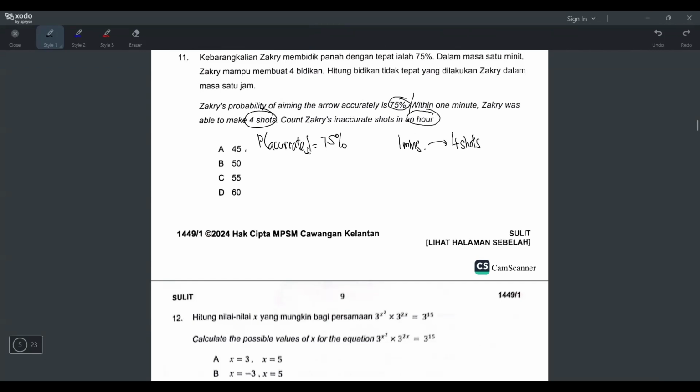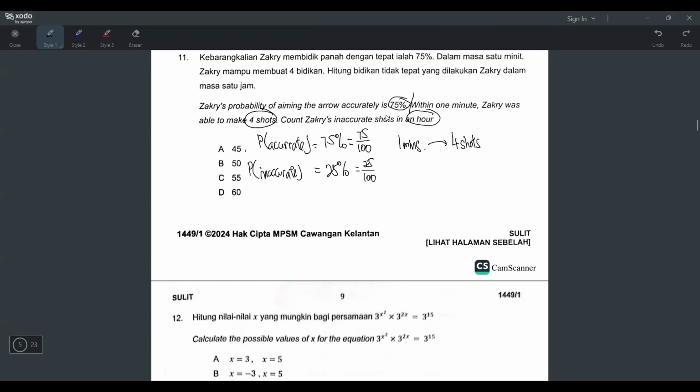Okay, so we already know the probability of accurate is 75%. So what is the probability of inaccurate? It will be 25%, right? Because the total percentage is 100. 100 minus 75 is 25. Or you can also say, since the probability of accurate is 75%, which is 75 over 100, then you can take 1 minus that, because total probability is always 1. So when you take 1 minus 75 over 100, you get 25 over 100, which is 25%. Okay, now we already know the probability for accurate and inaccurate.